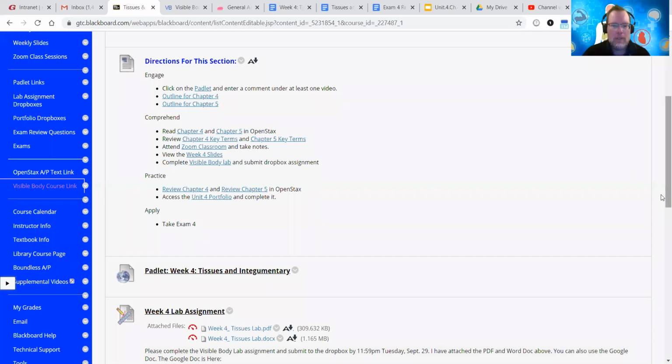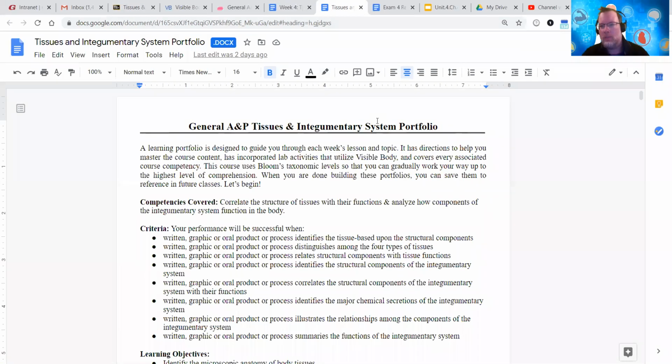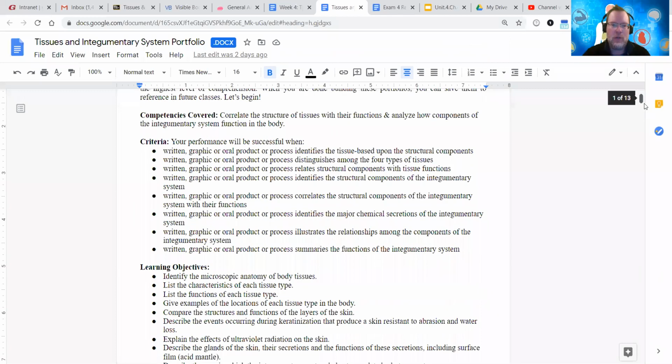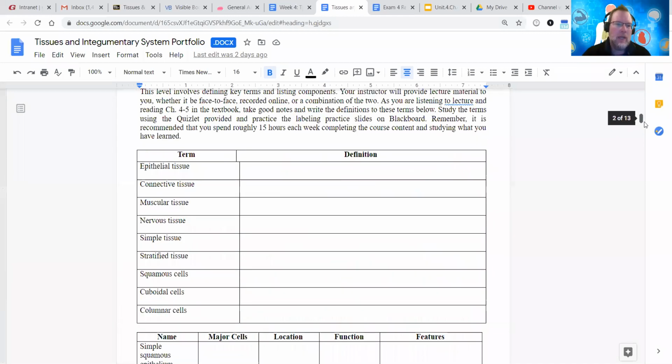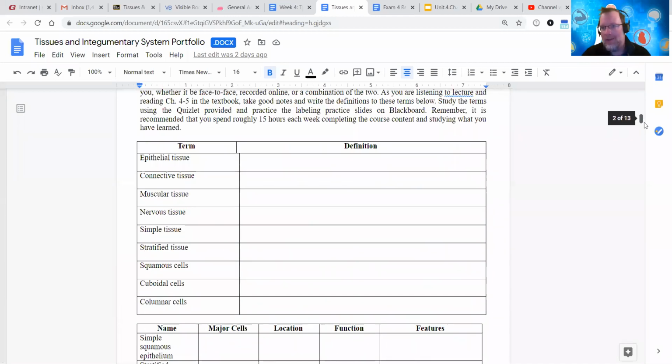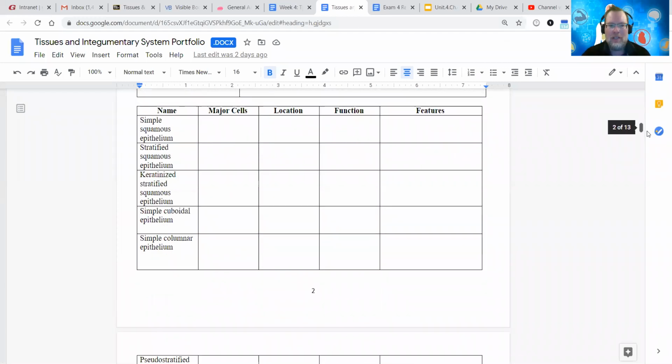Okay, so for today, September 24th, Thursday, we're going to look at the portfolio first. I just want to pull up a couple of items with that to bring some clarity in case you have questions and show you what you're getting into. I know several of you have already started on these, but the portfolios will be similar week to week. You're going to have some definitions, some of the major cell types, location, function, features.